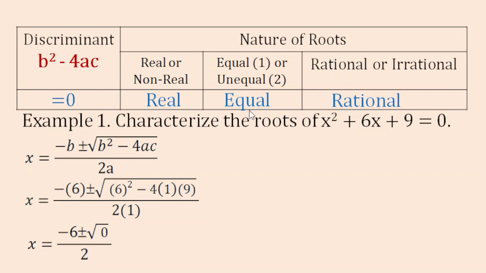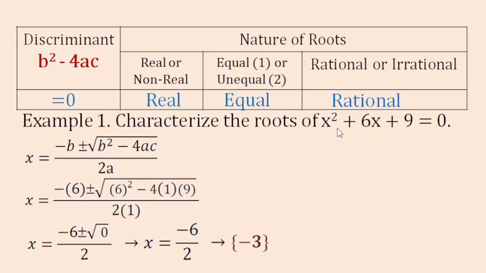Why do we say equal? It's because this part here, the plus and minus square root of 0, can be excluded in our computation because this is 0 anyway, and we will only have negative 6 over 2. And if we are going to solve furthermore, negative 6 divided by 2 is negative 3. So equal, there is only one root.